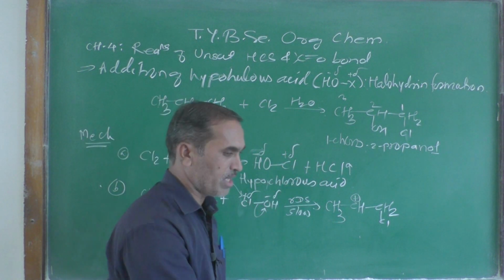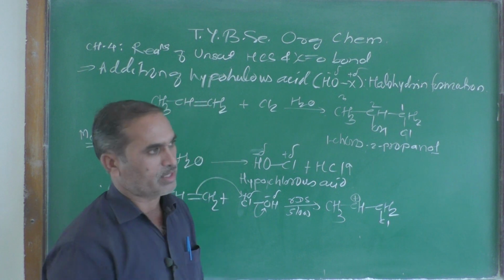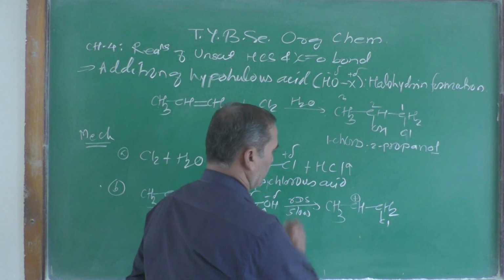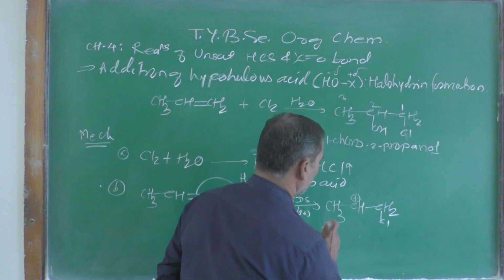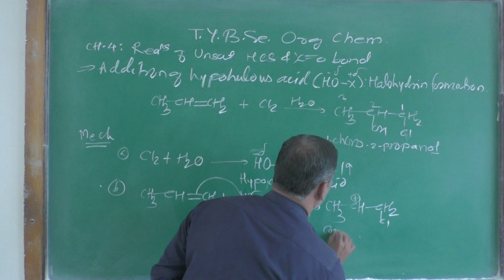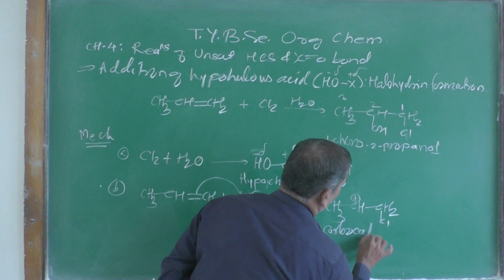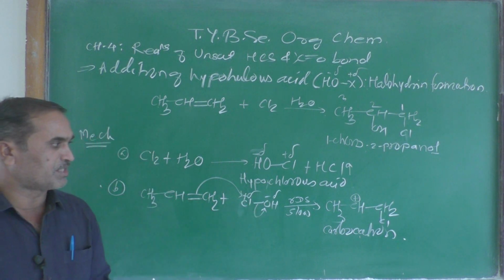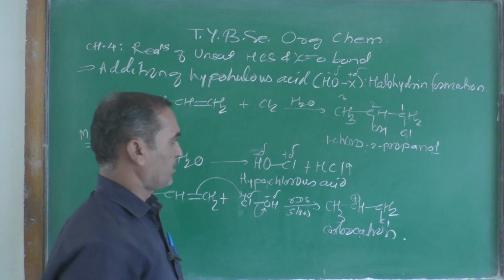There must be a positive charge on the carbon atom. When a positive charge is present on this carbon atom, it is formed as a short-lived intermediate, and the name of this cation is a carbocation. You can call it a carbocation, or another name for this species is a carbonium ion.